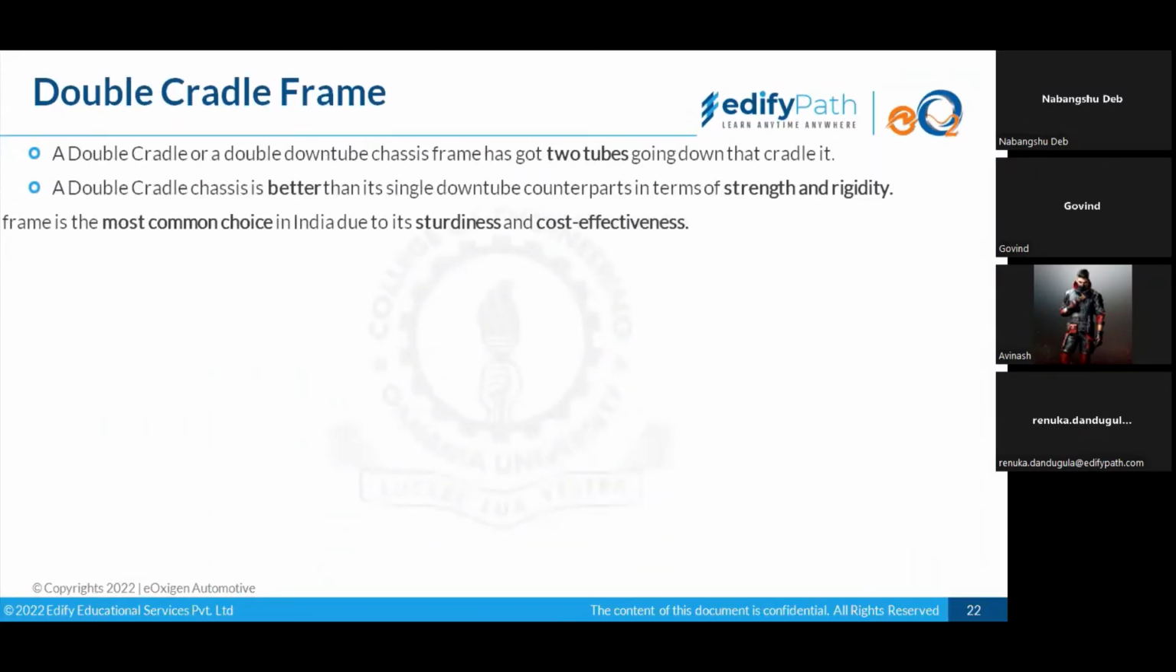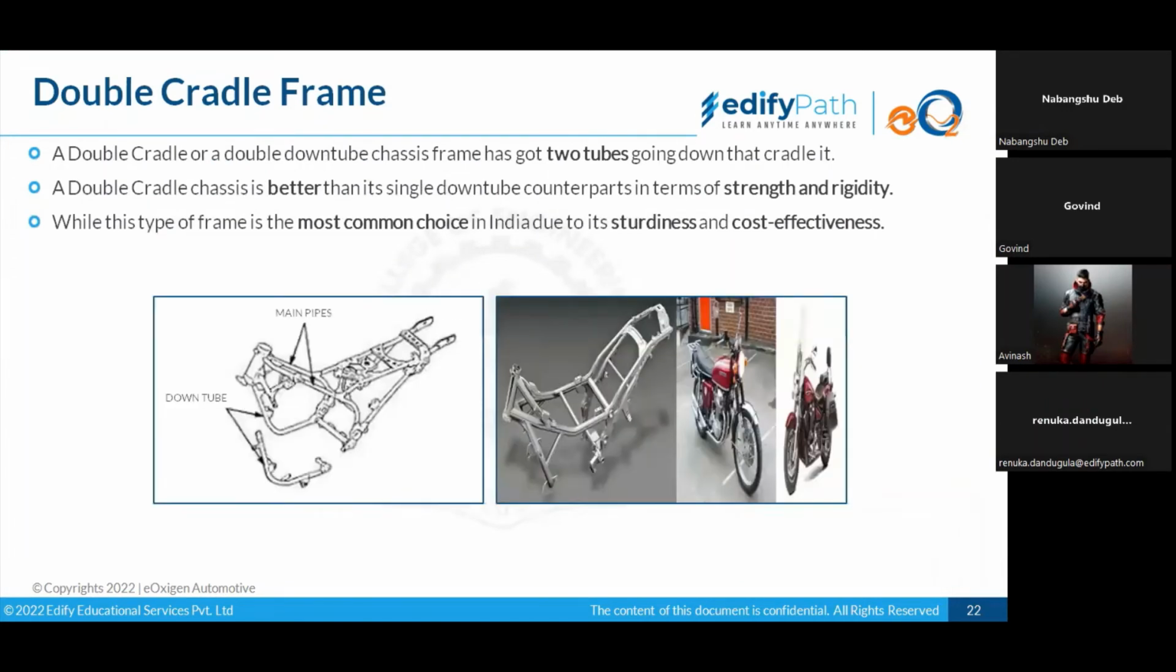This is the double cradle frame. It is most widely used in heavy bikes or normal bikes. You can see that instead of a single pipe structure, it has a dual pipe structure. This dual pipe structure gives it more stability and more strength. The double cradle or double down tube chassis frame has two tubes going down that cradle it. In the single cradle we had a single pipe, and now in this double cradle we have two main pipes that we can see.